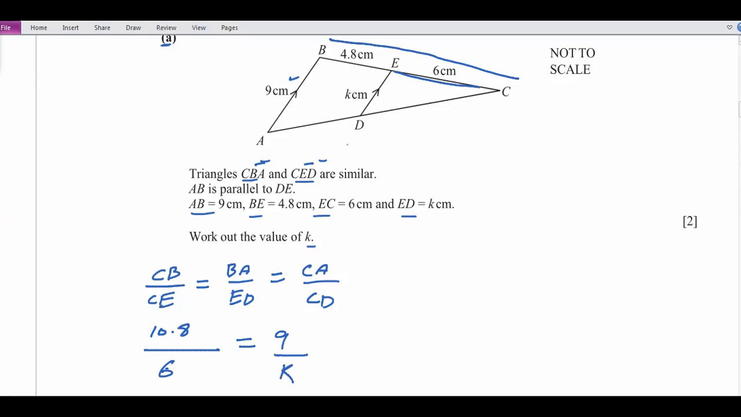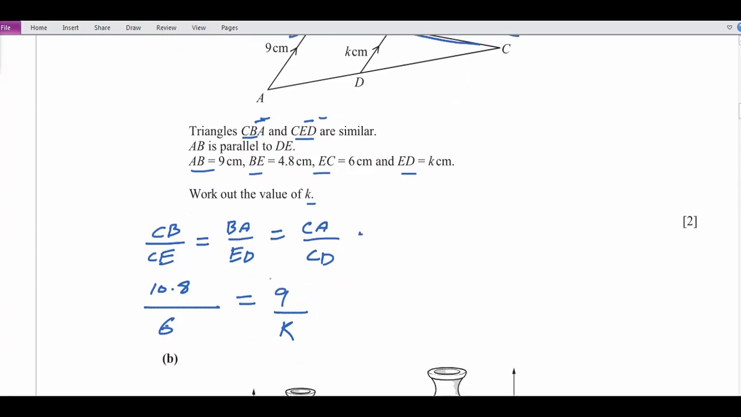And then we don't have CA and we don't have CD, so no need to write them even. Our required work will be done with this one. From here now, just cross multiply. When you cross multiply, it will become K times 10.8 equal to 9 times 6.